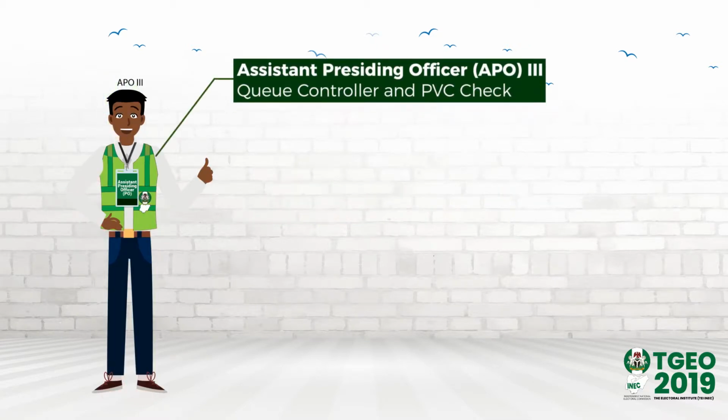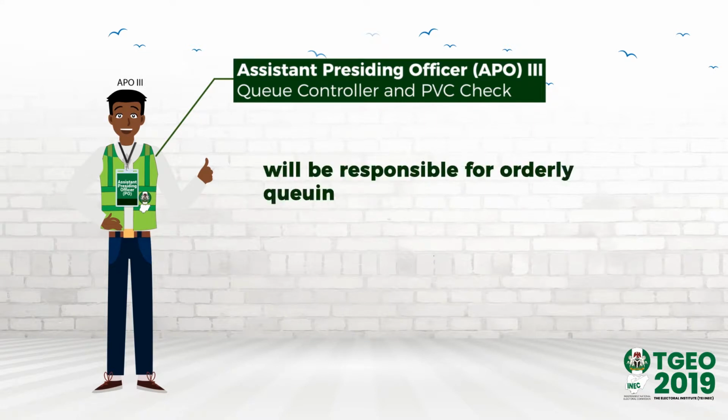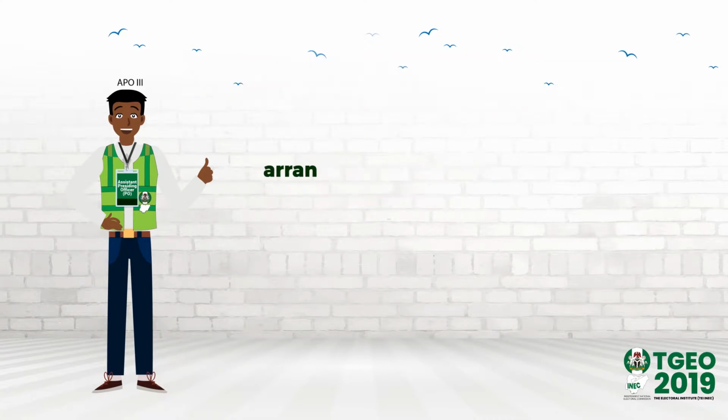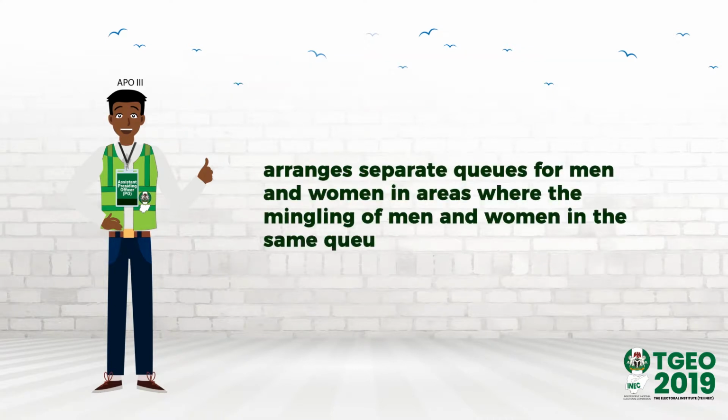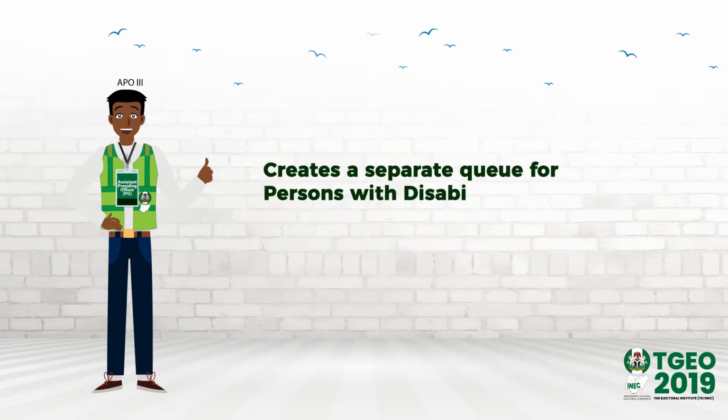Assistant Presiding Officer, APO3, will be responsible for orderly queuing of voters. Arrangement of separate queues for men and women in areas where the mingling of men and women in the same queue is not allowed. Create a separate queue for people with disability (PWD).